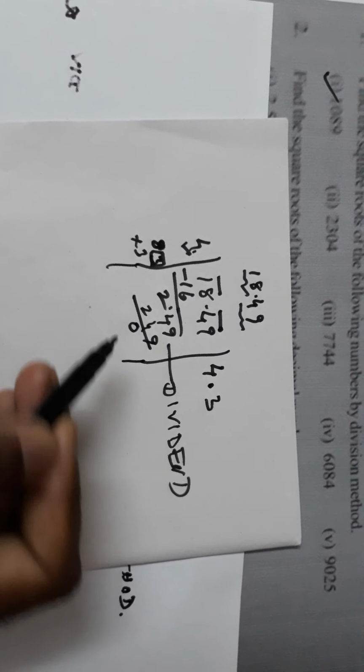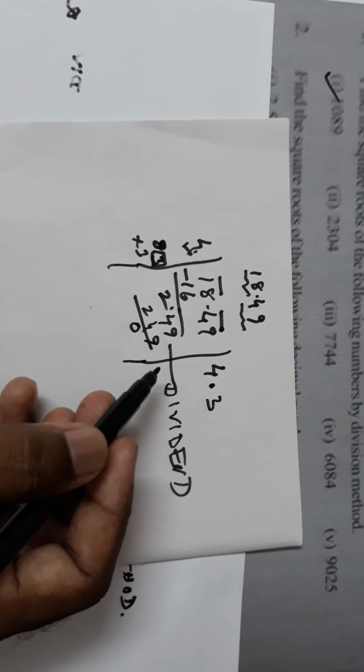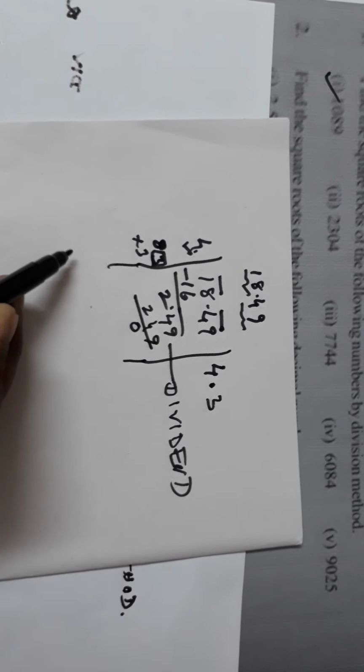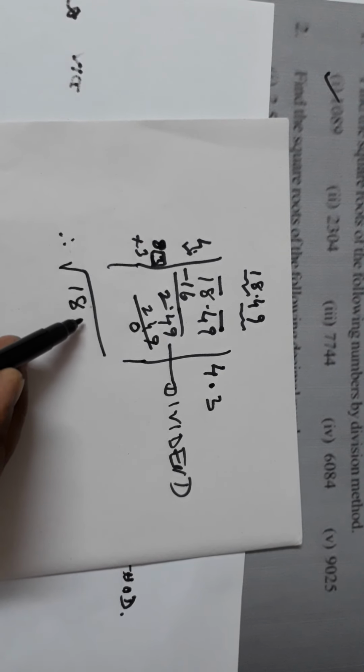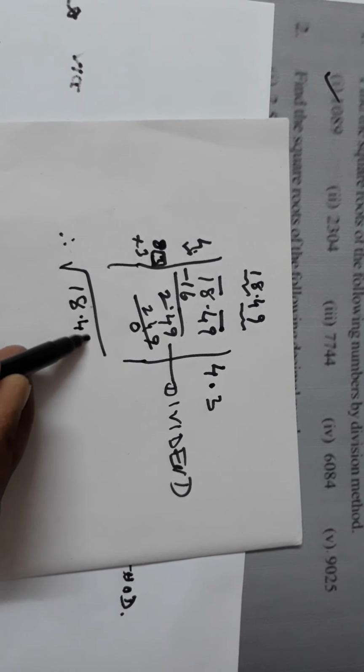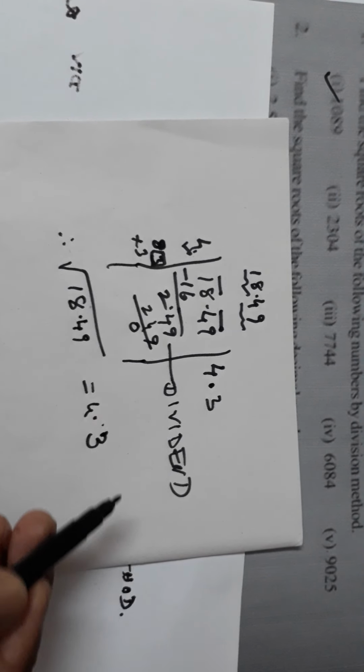Remainder 0. Since the remainder is 0 and no digits are left, therefore the square root of 18.49 is equal to 4.3. Okay, do it.